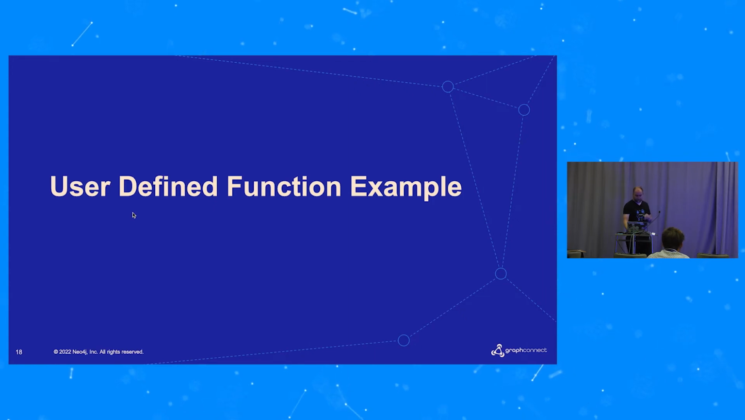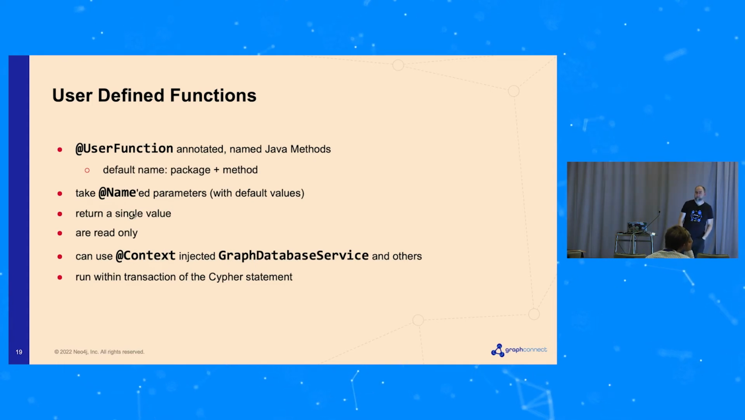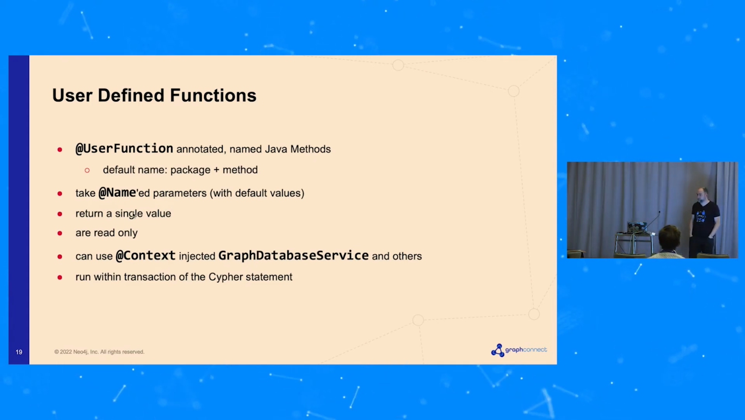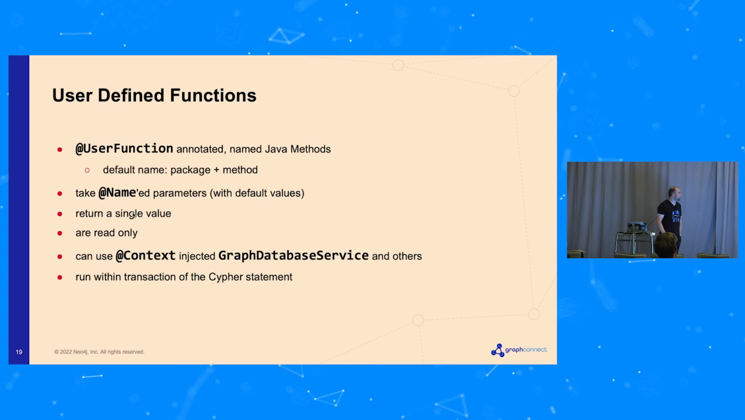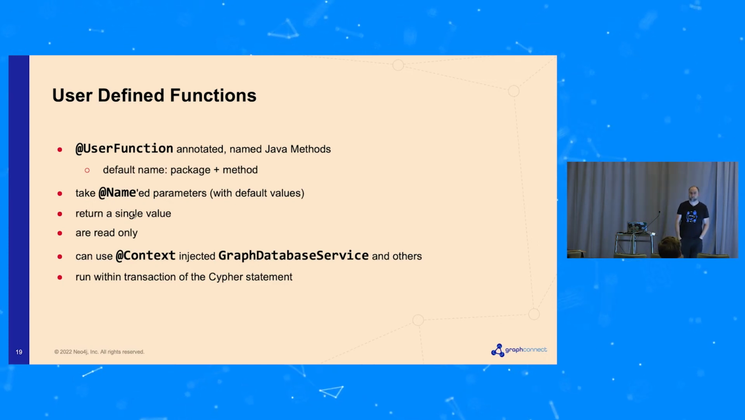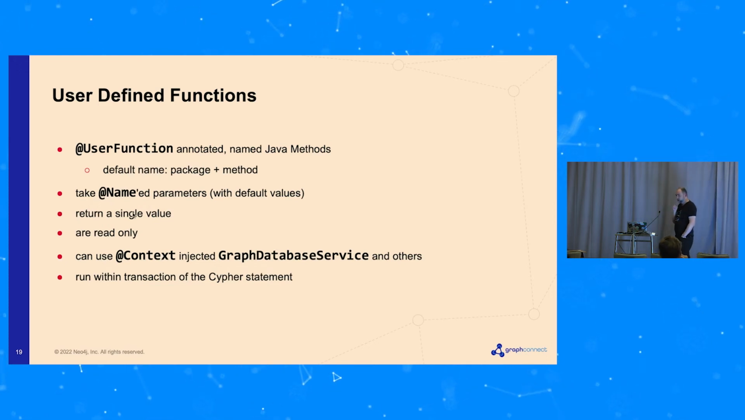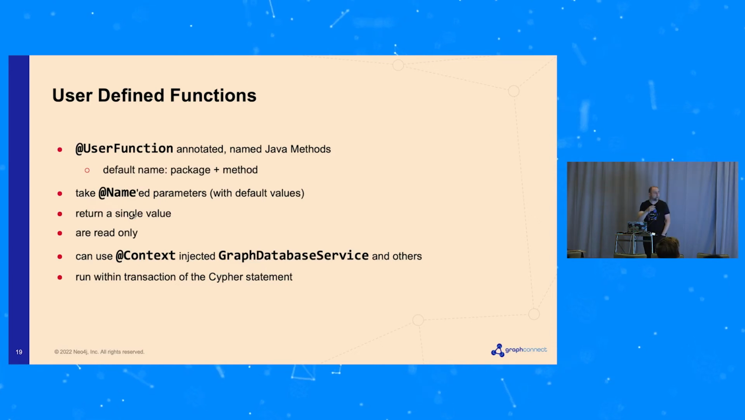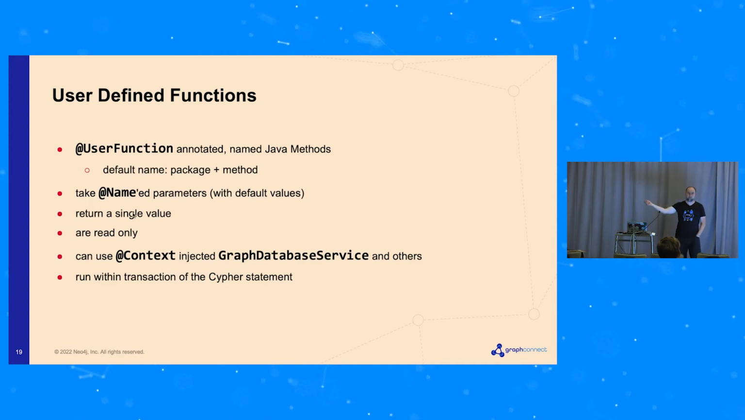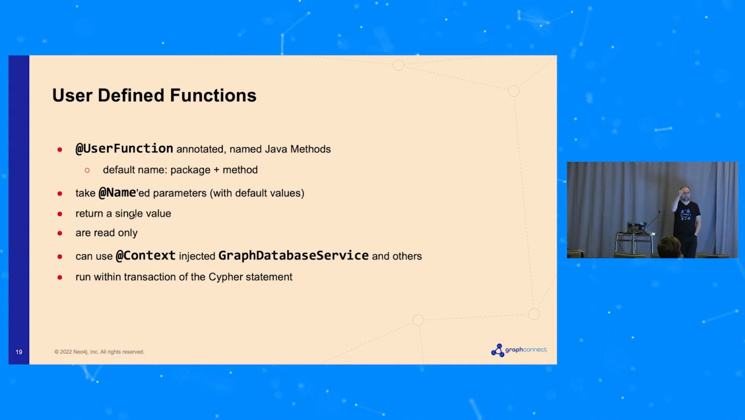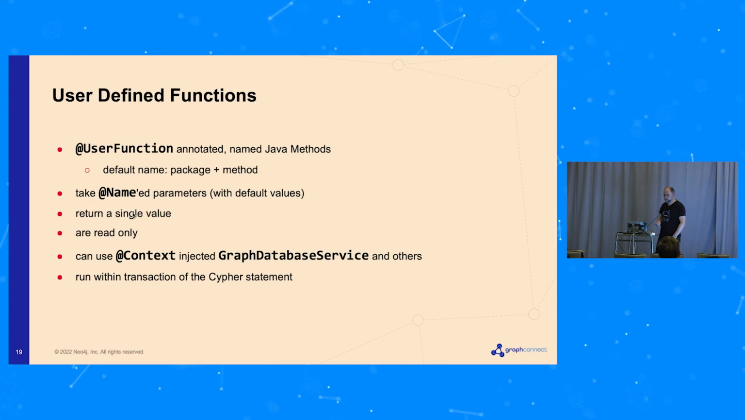So two quick examples, first for a function. Basically, you put an @UserFunction annotation on your method, like we've seen in the hello world. By default, it will use the method name and the package name of your class to determine the procedure or function name, but you can also pass your own name to it. They take named parameters, and the @Name annotation can also take a default value for each parameter. So basically from right to left, you can omit parameters, because if they have default values, the runtime will substitute the default value into the parameter.